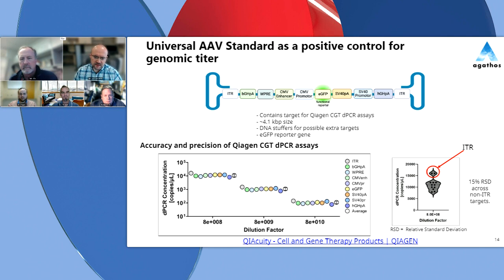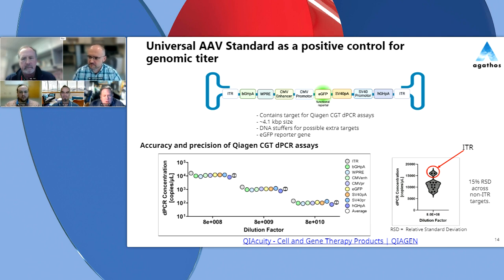The standard also has extra space. DNA stuffers were added there, so we can keep the same size for future use, but we can start adding other commonly used fragments to expand its universality. As you can see here, we are relatively happy with how those targets amplify across the genome. That's the basic rationale: to find a tool that is easy to use and relatively flexible.